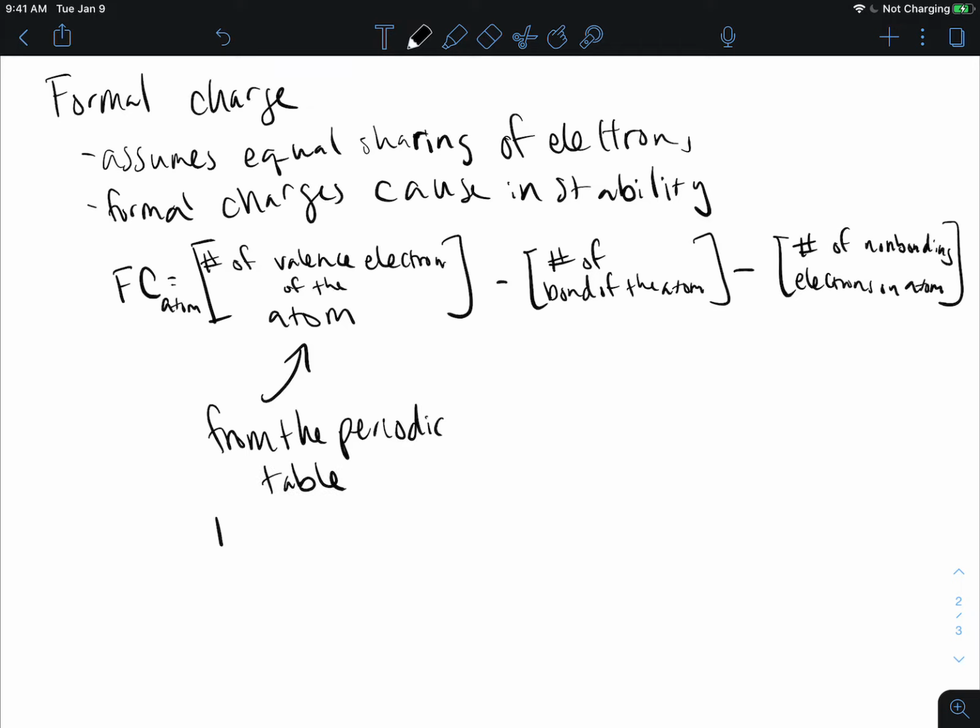So for instance, if we're in group 14, it has 4 valence electrons, 15, 5 valence electrons, 16, 6, and so on and so forth. And like I said, you have to do this for each atom within the structure. Our number of bonds and number of non-bonding electrons we're going to get from the Lewis structure.